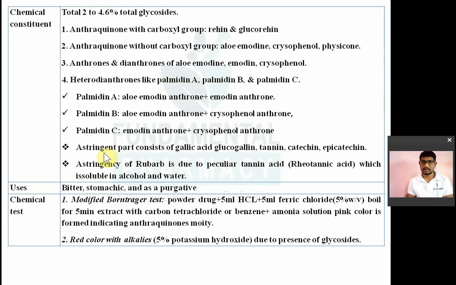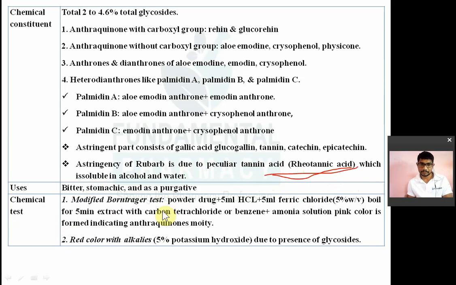Remember, the astringent part of this rhubarb consists of gallic acid, glucogallin, tannin, catechin and epicatechin. All these are tannin or tannic acid content, and because of that the drug is astringent. The astringency of rhubarb is due to a particular tannin known as rheotannic acid. Astringency means protein precipitation. It can precipitate your protein, like amla.